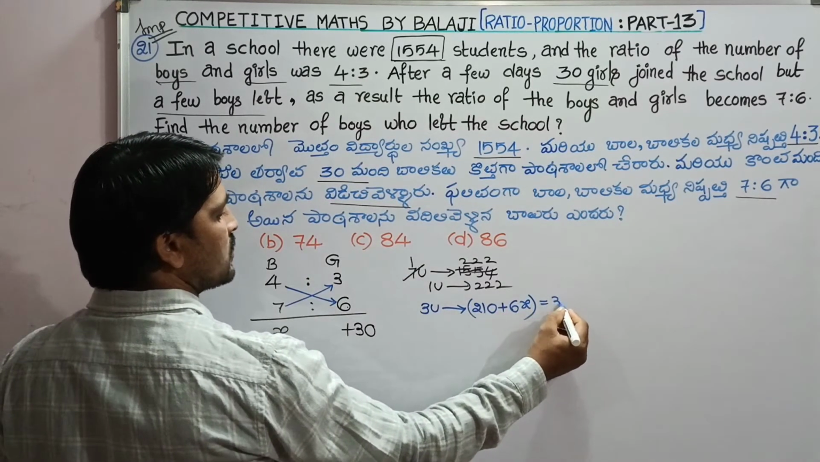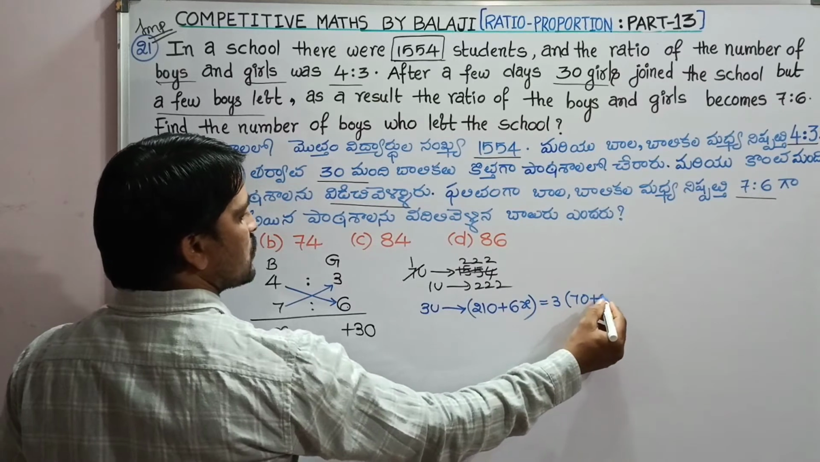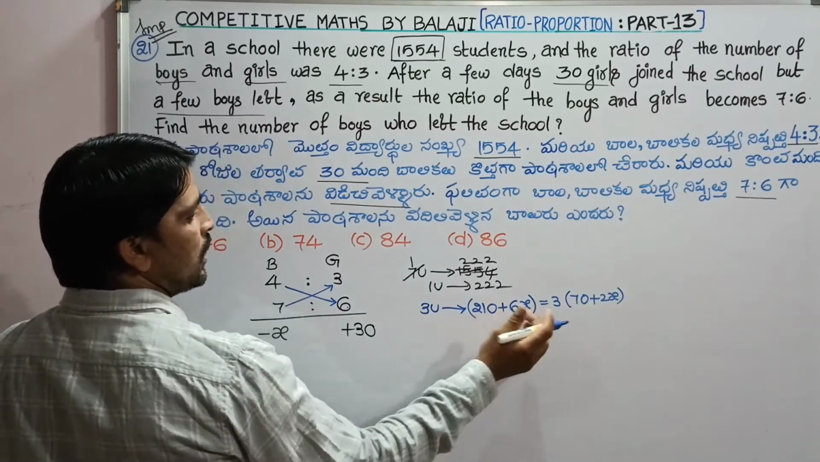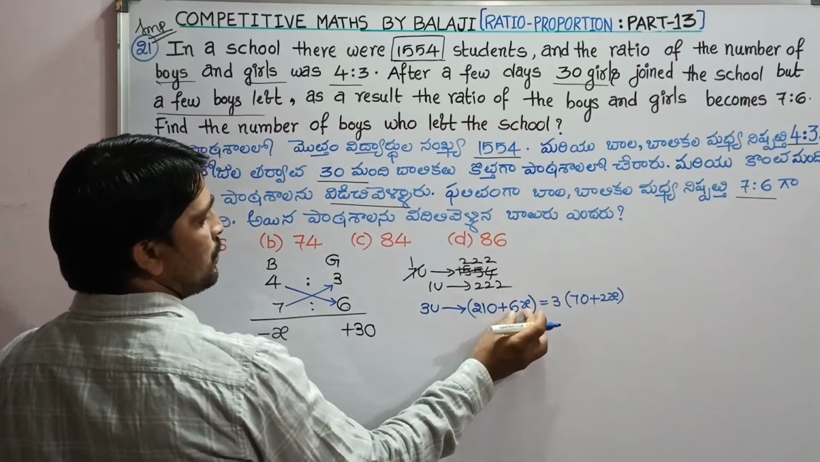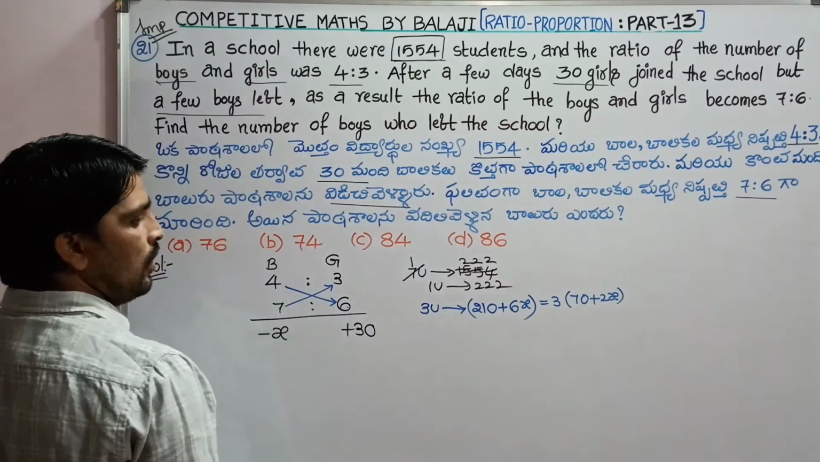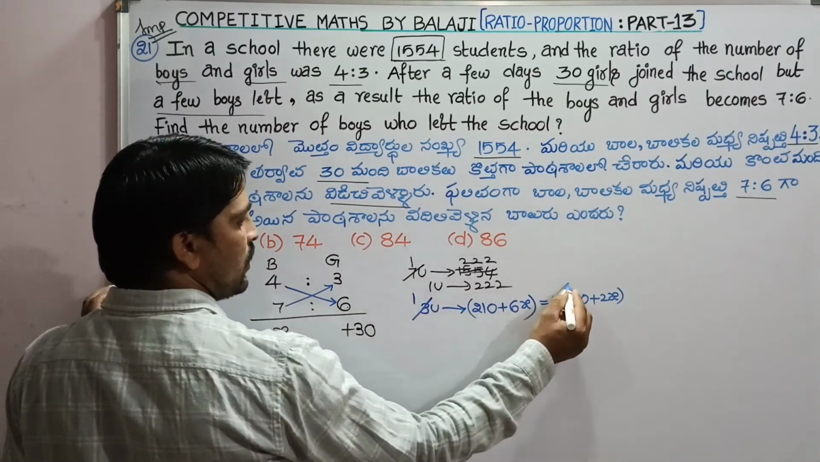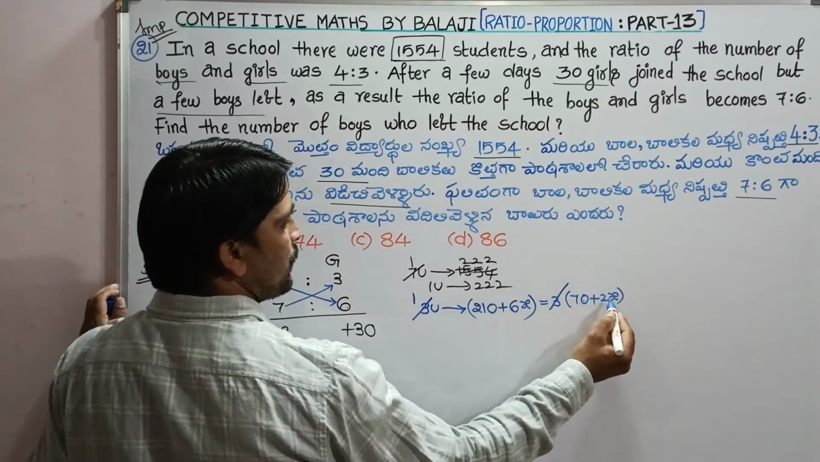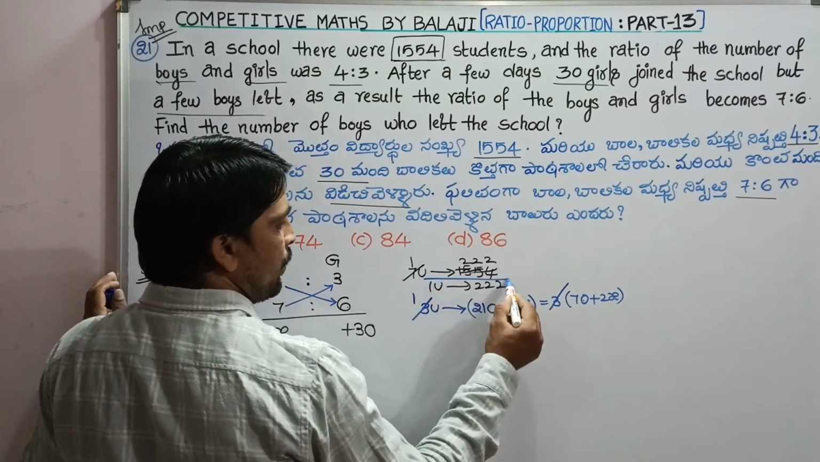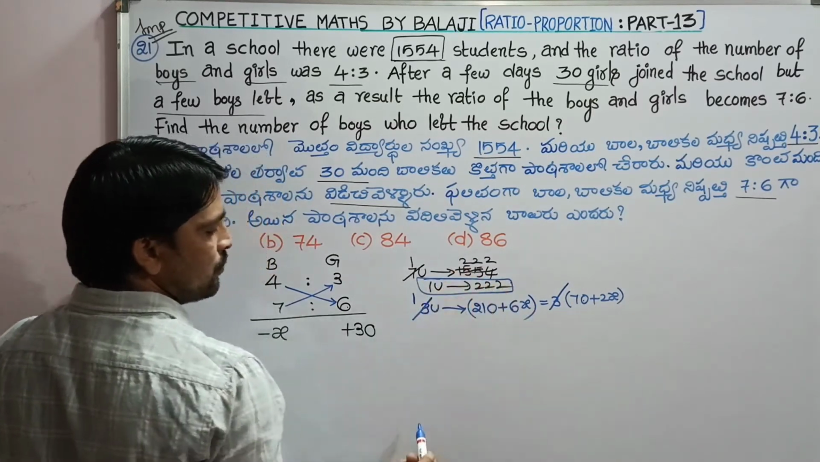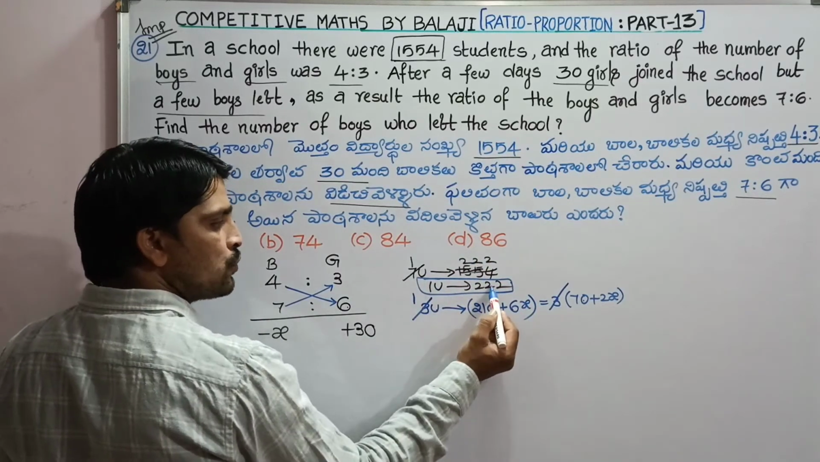But this can be written as 3 times of 70 plus 2x. 210 can be split as 3 times of 70, 6 can be split as 3 times of 2. So the 3 gets cut. 1 unit value is 70 plus 2x. But the 1 unit value is 222. In the number, 1 unit value is 222.